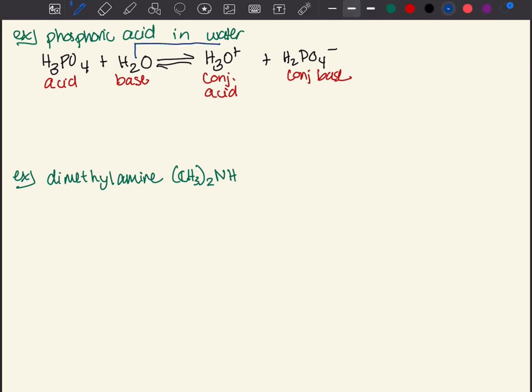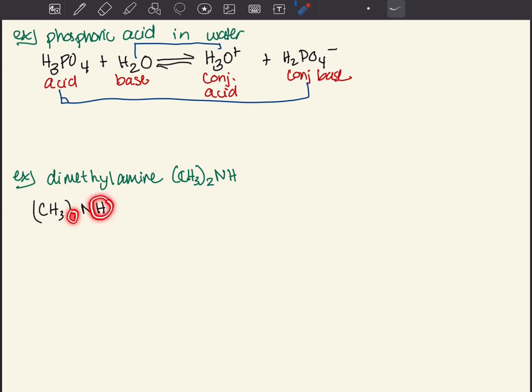Water is going to go with hydronium ion. Phosphoric acid is going to go with dihydrogen phosphate. When we look at dimethylamine, I'm going to go through the exact same process. And something I want to point out about this is here we have a nitrogen that has three things bonded to it. It is very similar to ammonia.